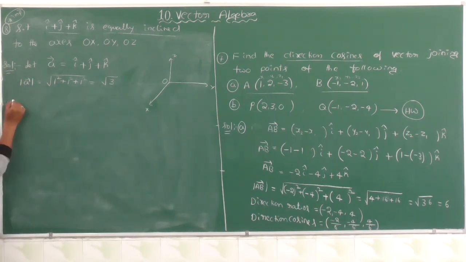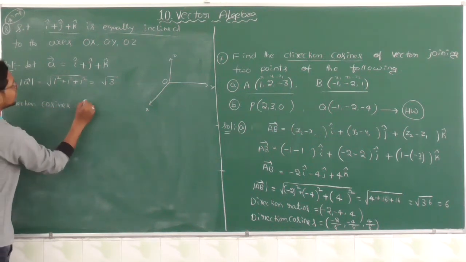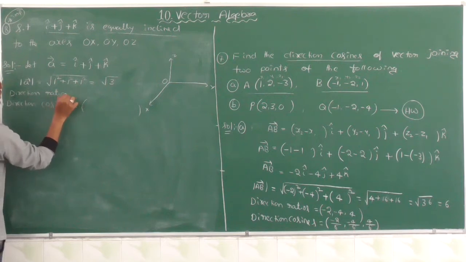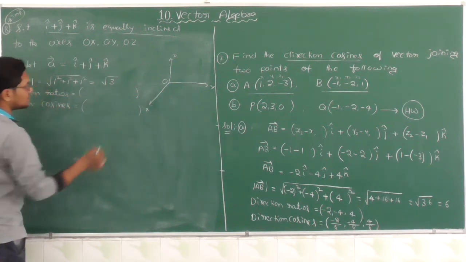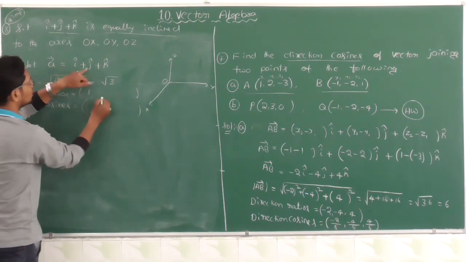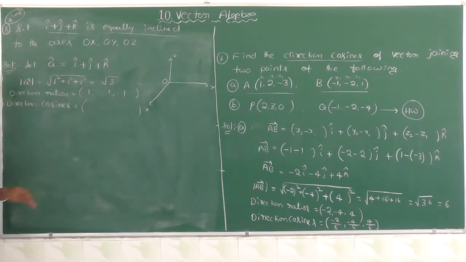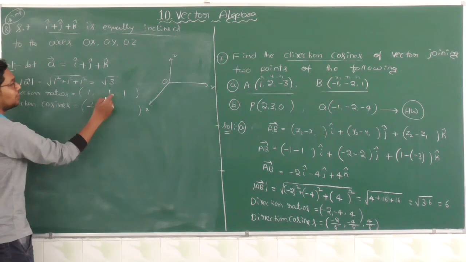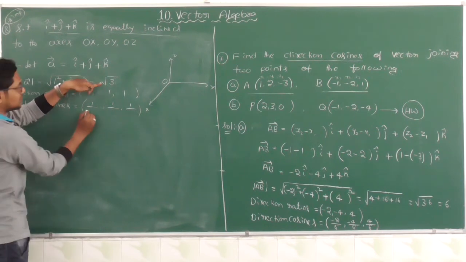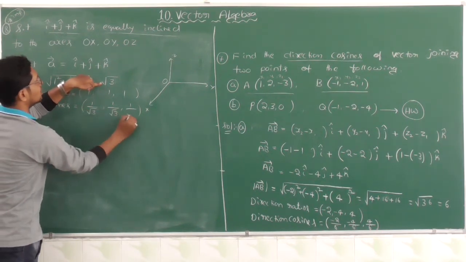Now direction cosines. If you get confused, you can find the direction ratios here itself, though direction ratios are not necessary for this. Direction cosines only we want. Direction ratios: i component is 1, j component is 1, k component is 1. Divided by, in the denominator, we write the magnitude: square root of 3, square root of 3, square root of 3.